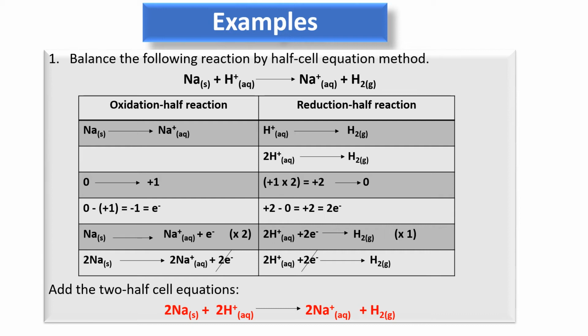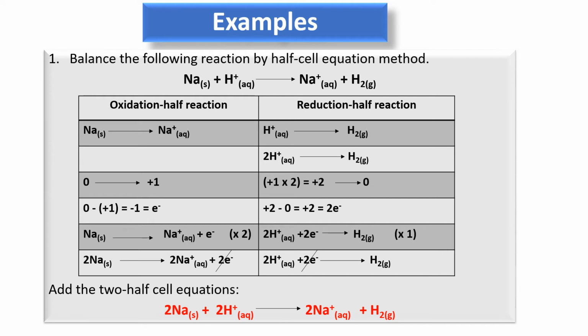So now remember, one of the rules says that when the electrons appear as products and as reactants, they cancel out. So 2 moles of electron appear as products here and 2 moles of electron appear as reactants here. Therefore 2 moles of electron cancel each other. And then the last step, which is step number 6, is to add the 2 half equations.